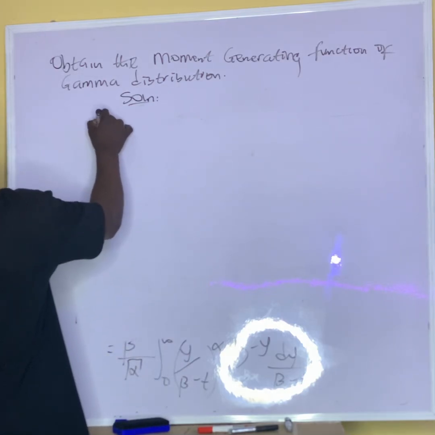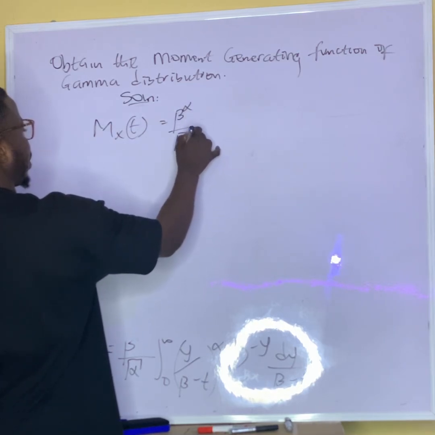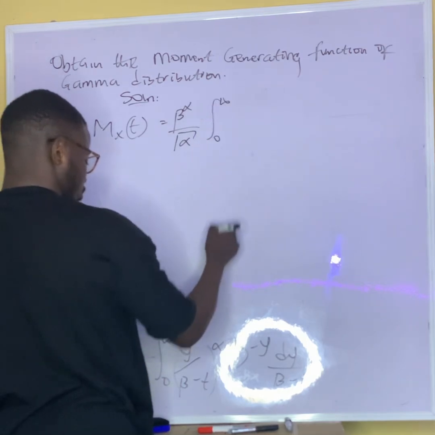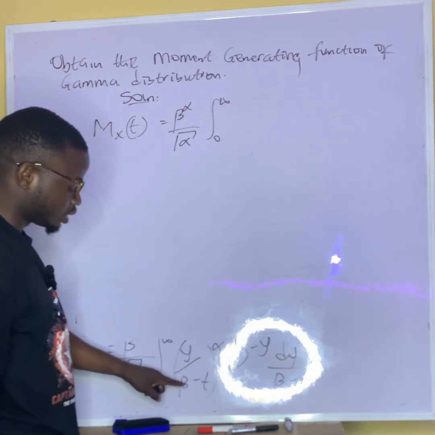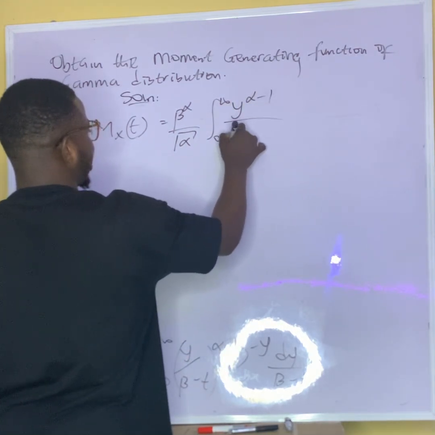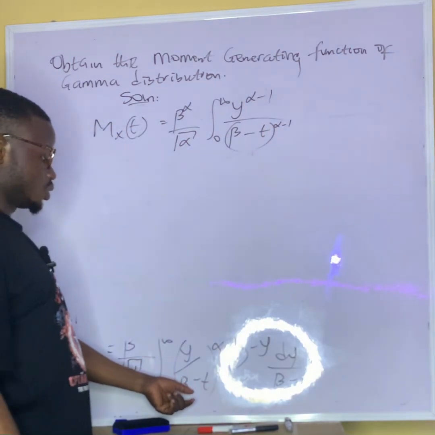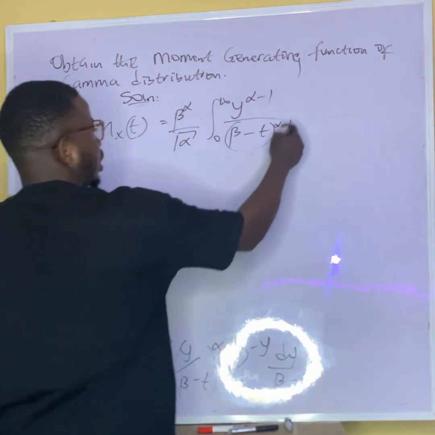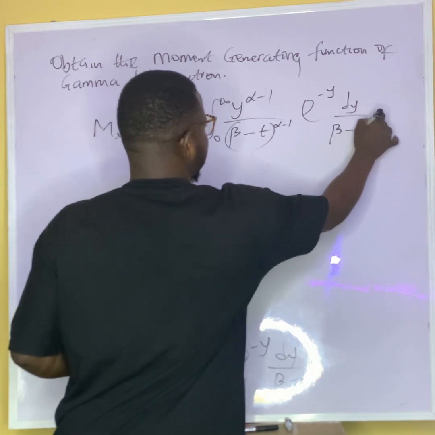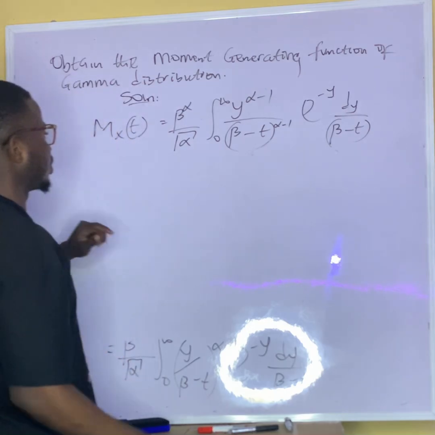So we have M_X of t is equal to beta raised to the power alpha over gamma alpha. Now we have the integral from 0 to infinity. Don't forget that this y and beta minus t are both sharing the same power. That means we have y raised to the power alpha minus 1 over beta minus t raised to the power alpha minus 1. Now here we have exponential minus y, then dy over beta minus t. Now this one is a constant, we'll factor it out, and this one as well is also a constant, we'll factor them out.